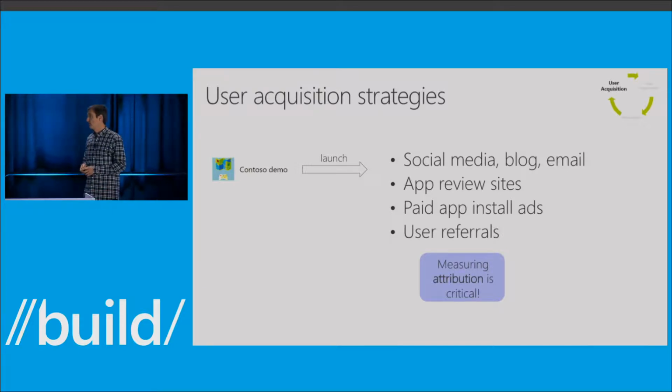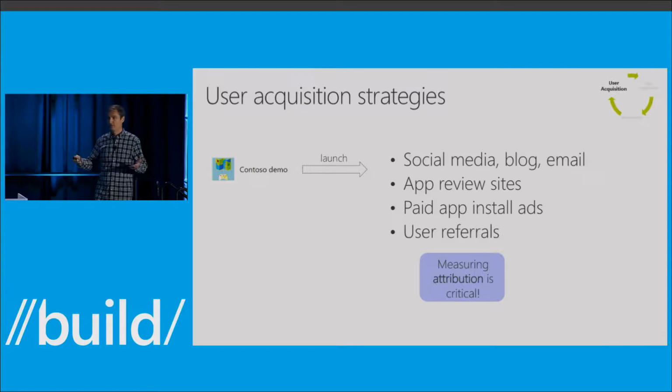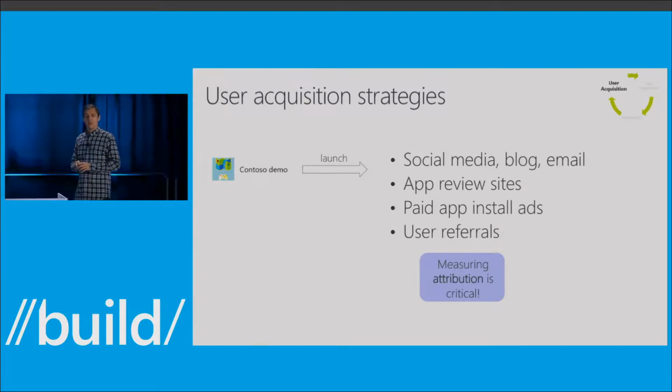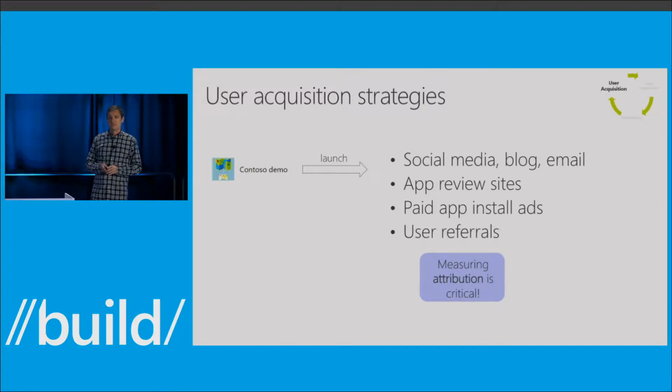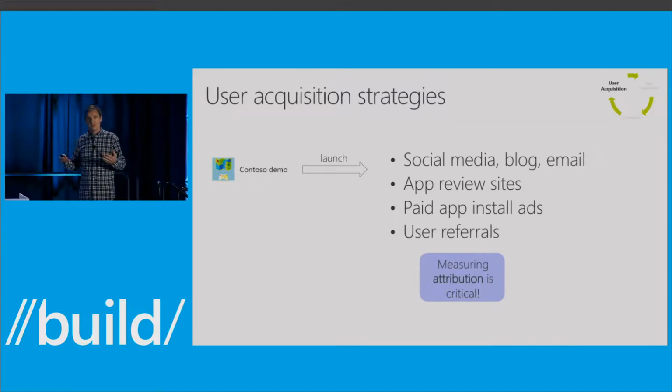We also thought about reaching out to app review sites. There's a select number of game review sites on the web that we know are of high quality, and we thought if we get these guys to review our game and publish a great review, this will drive a bunch of high-quality users to our game. We also thought about running a paid app install ad campaign to bring in more users. And we also thought about a user referral model where we could leverage our own users of the game to bring in even more users.